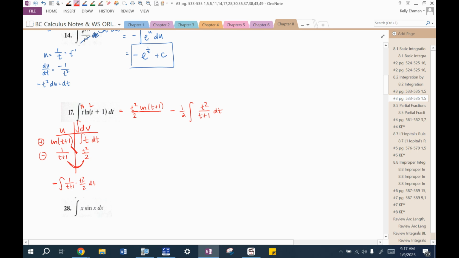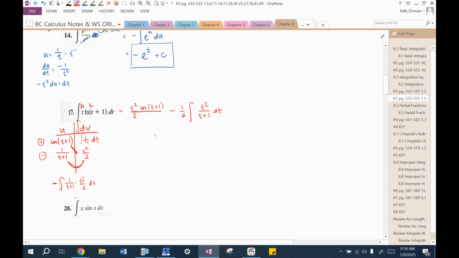Now we had this, I think, in homework number 2. We have something that's top heavy by 1 degree. So we should go ahead and divide it out to separate it so that we can integrate. Because right now u sub's not going to work, and I can't do anything algebraically besides division to simplify it.